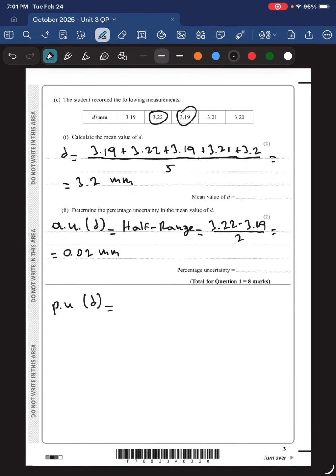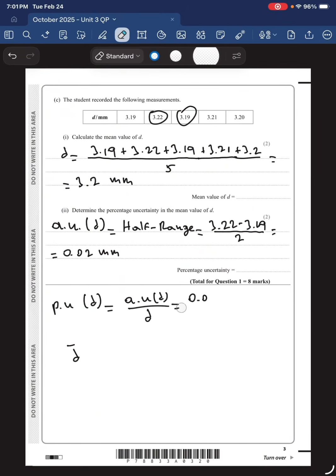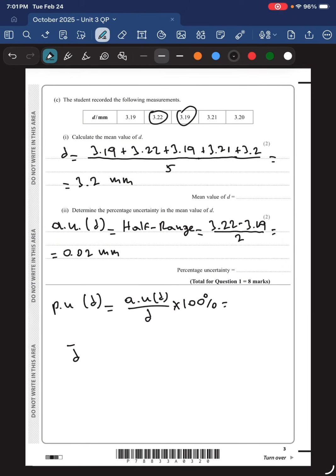And then the percentage uncertainty in the mean value is given by the absolute uncertainty over d, the mean value, okay? Actually, sometimes you can write the mean value as d with that hat on top, but that's fine. And we need to multiply that by 100%. So 0.02 over 3.2 times 100% yields 0.47%. Okay.